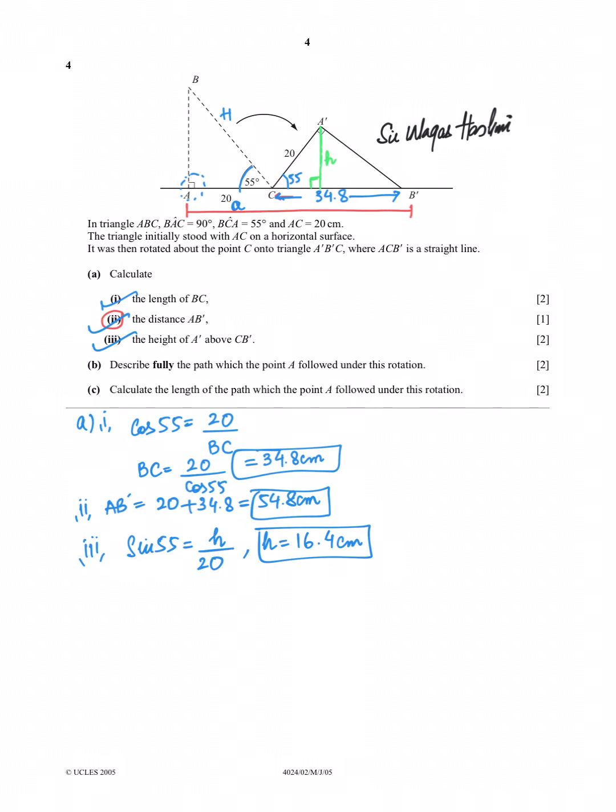After that it says part B, describe fully the path which the point A followed under this rotation. Alright, so we need to describe the movement of A, and we need to describe fully, right? So let's pick the point A first. Let me highlight it. Initially the point A is here at the yellow mark, and after that it is this point, right? So you see that it is a transformation with the center point, and that is C.